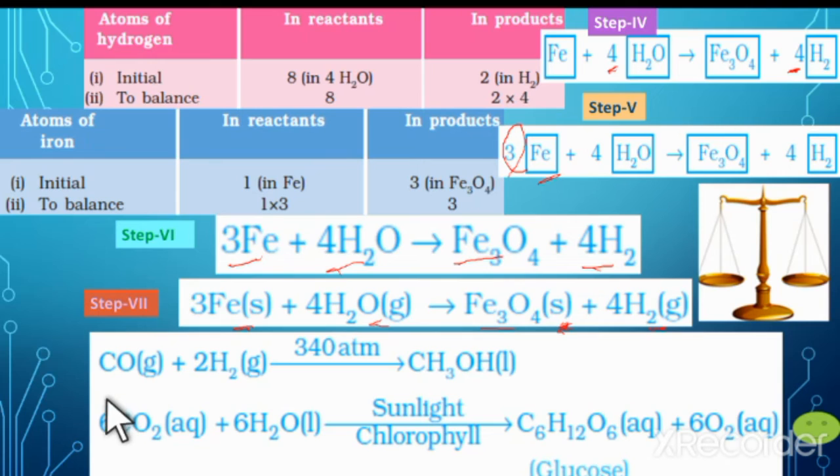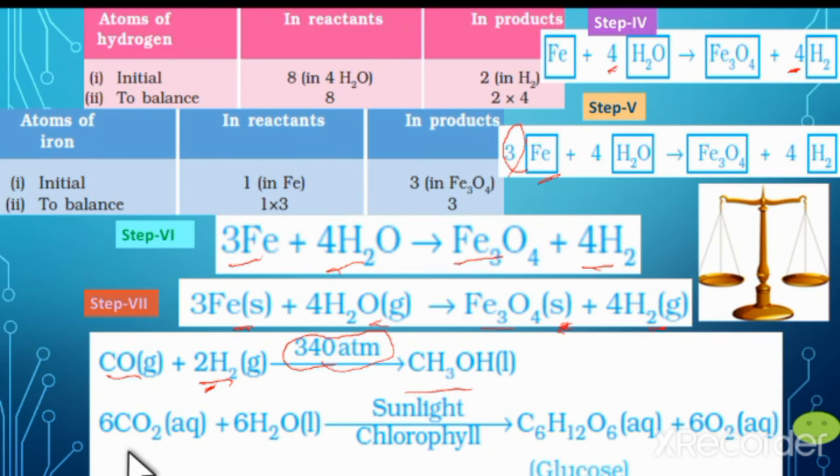Next, some other examples of balancing chemical reactions. For example, CO gas treated with hydrogen gas, H2, gives methanol. This reaction is carried out at 340 atmospheric pressure. Here 2 moles of hydrogen gas are utilized in the formation of methanol.